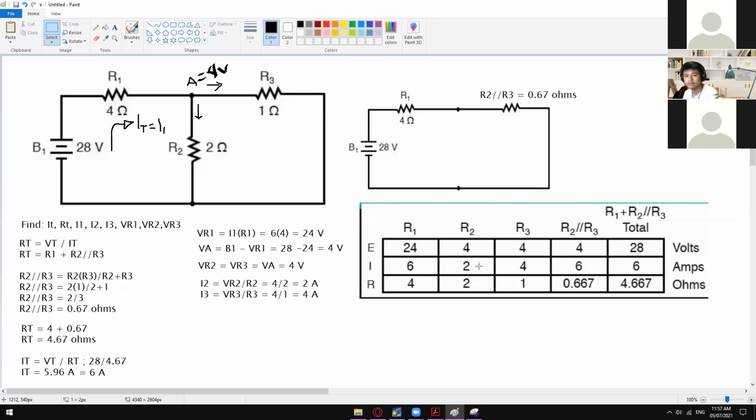So please recheck, and please let me know if there is a part that you are confused about. And please give me a thumbs up once you're done analyzing and comparing our answers. At first, if you're not familiar with this kind of table, maybe you'll get shocked and confused. But once you understand this one by one, what is ER1, ER2, ER3, IR1, IR2, IR3, you will already identify that this is the current across R2, this is the current across R3, this is the I total, and so on and so forth.